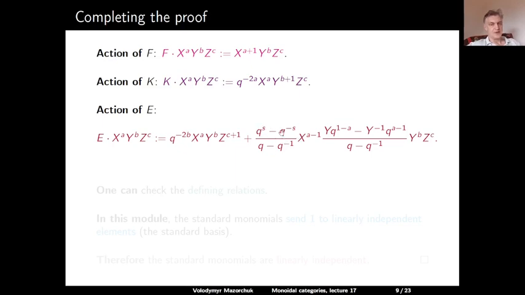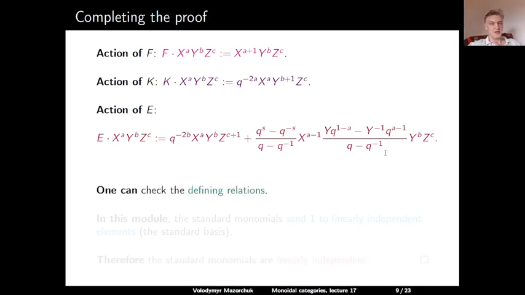So here, first we have the coefficient q to the power a minus q to the power minus a divided by q minus q inverse. So this s is a typo, it should be a. Then x to the power a minus 1. Then we have y, q to the power 1 minus a minus y inverse q to the power a minus 1 divided by q minus q inverse times y to the power b z to the power c.